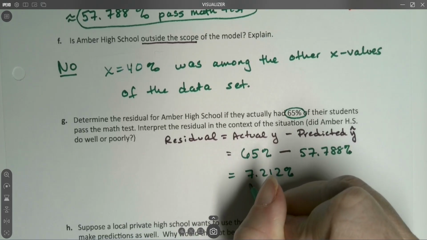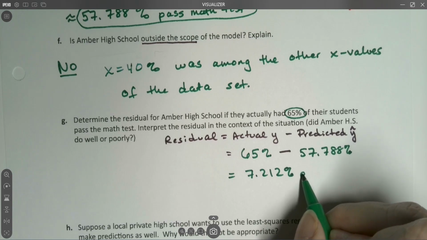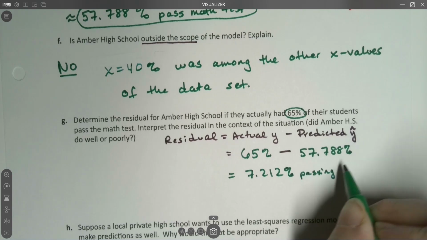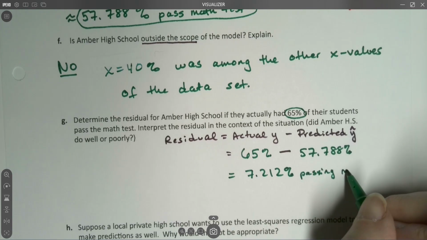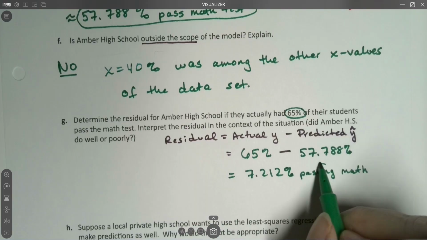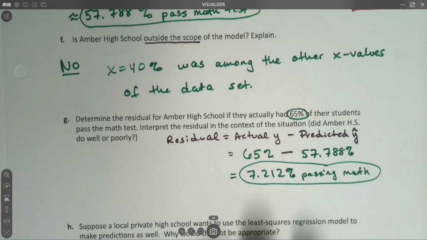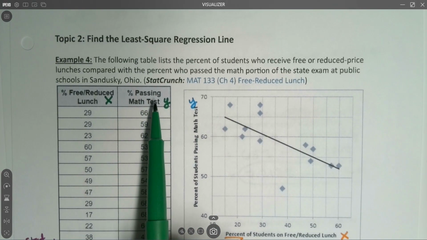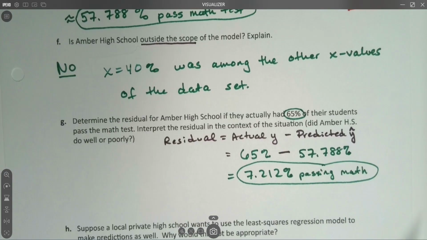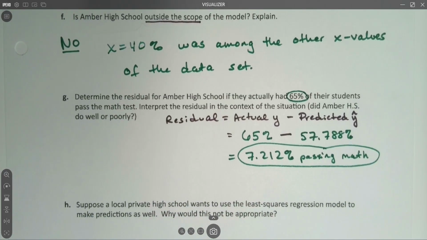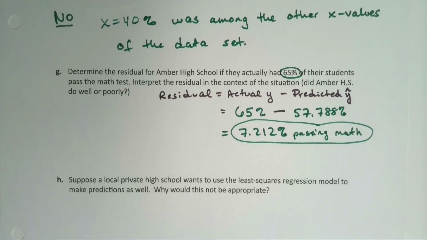And again, in this case, it's percent. And it's percent passing the math test. Just to remind you, it's y values. The y values were the passing of the math test. We labeled them right here so that we wouldn't forget. Right? It was the passing of the math test. Okay, so we have to interpret this residual in the context of the situation.